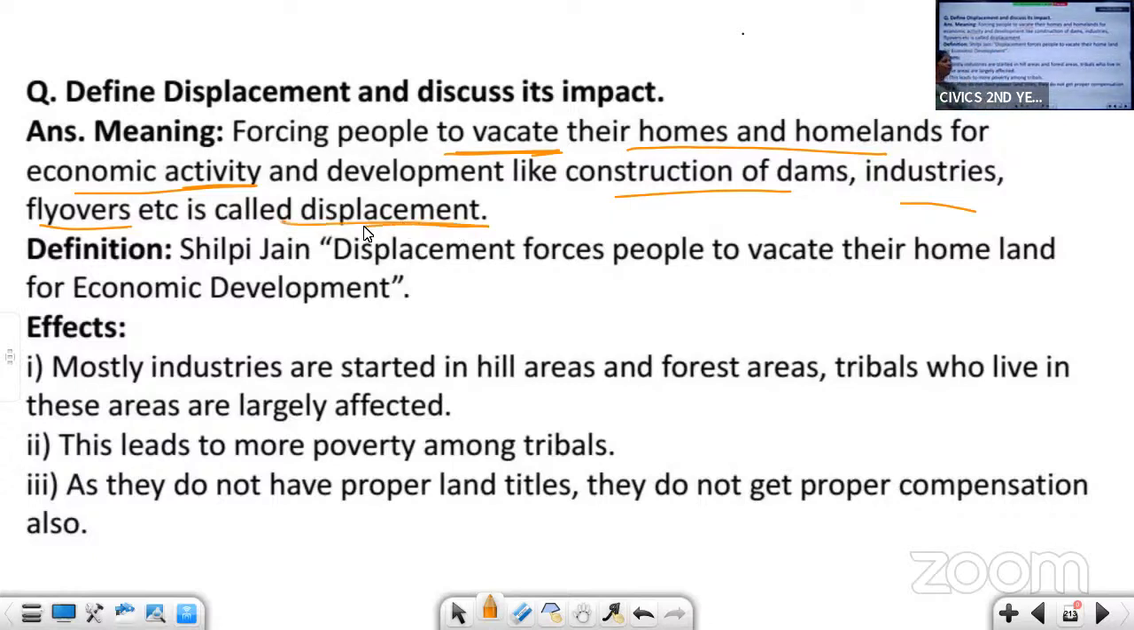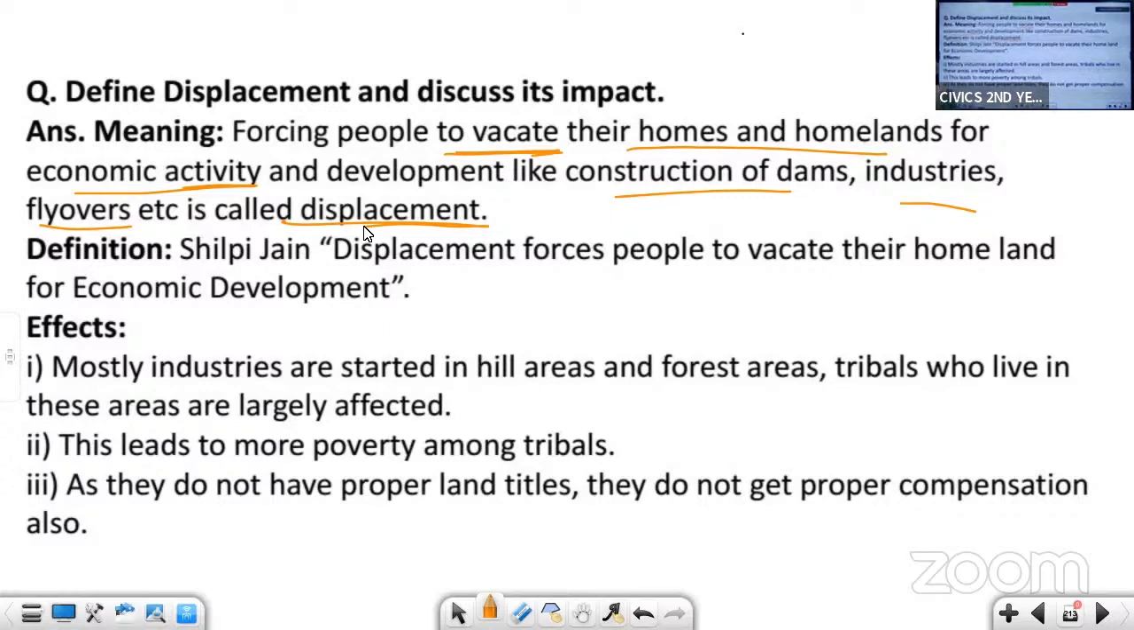When people leave their homes and homelands in the name of development, they are not doing it willingly. They are being forced. The government, in the name of development, forces the people to leave their homes and homelands. What are the development activities? Construction of dams, industries, flyovers, widening of roads. All these lead to moving of people from one place to another. That is called displacement.